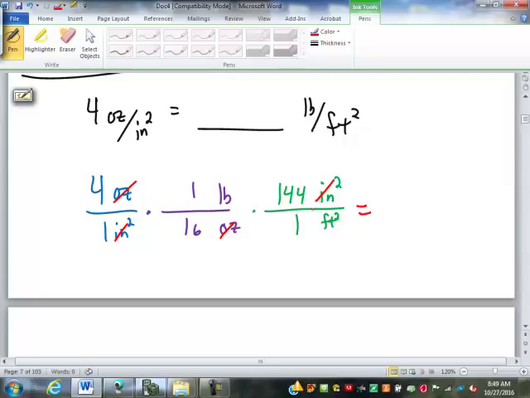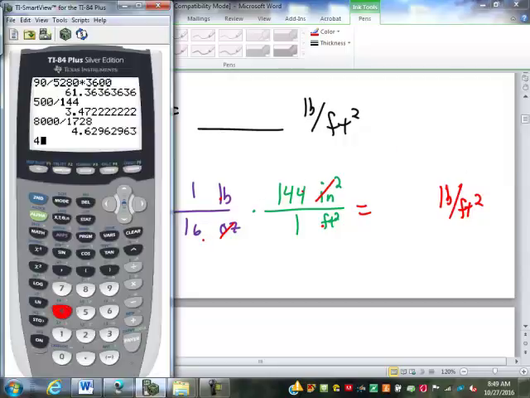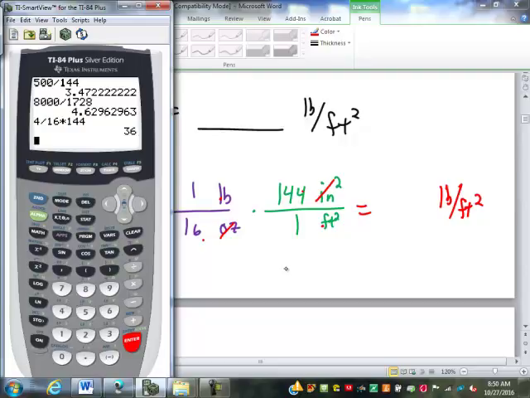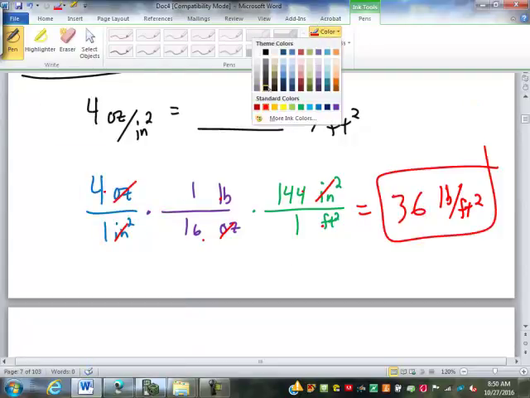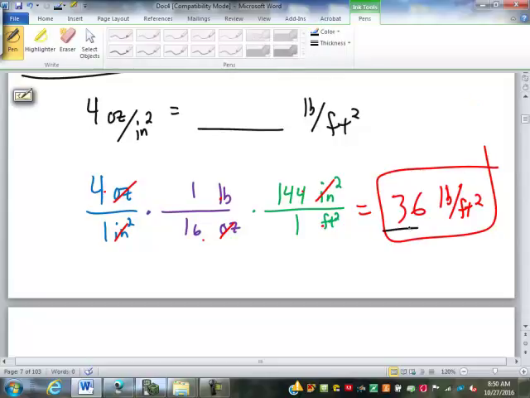So now what we have, pounds on top, square feet is all that's left on bottom. This is 4 divided by 16 times 144. Gives us 36 pounds per square foot. That's actually not far off from your loading for a floor joist, what's allowable.